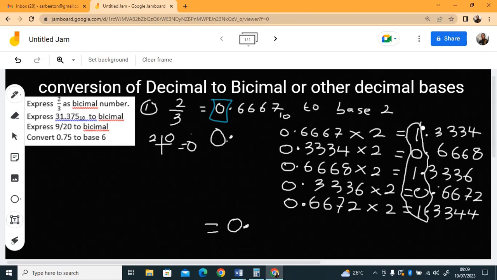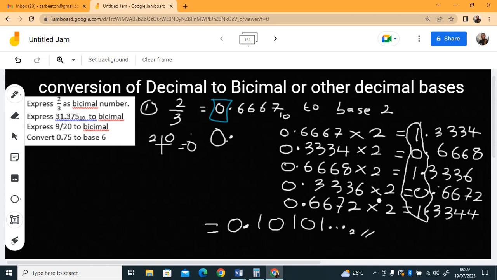So you don't move up like this, you move down. Everything is always opposite. You move down. So what you now have is 1, 0, 1, 0, 1. It also continues going, and so on and so forth. So it's in base 2 bicimal. So this is the final answer.